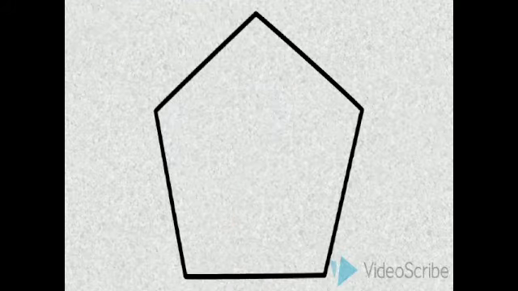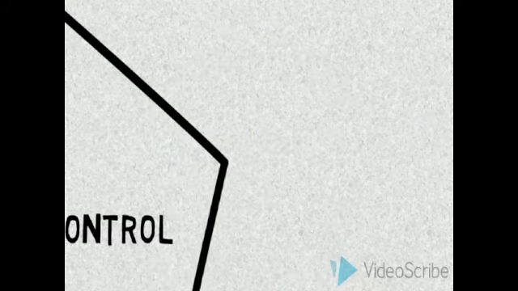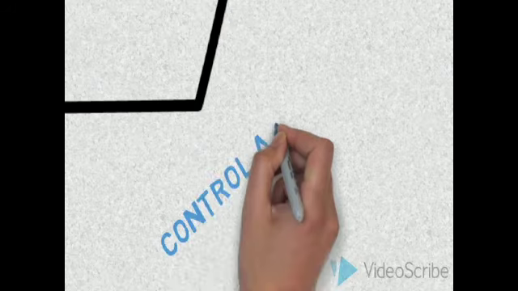Now, internal control can't be one single component used to cover so many goals for a business, so it is split into 5 elements. These elements are control environment, risk assessment, control activities, information and communication, and monitoring.